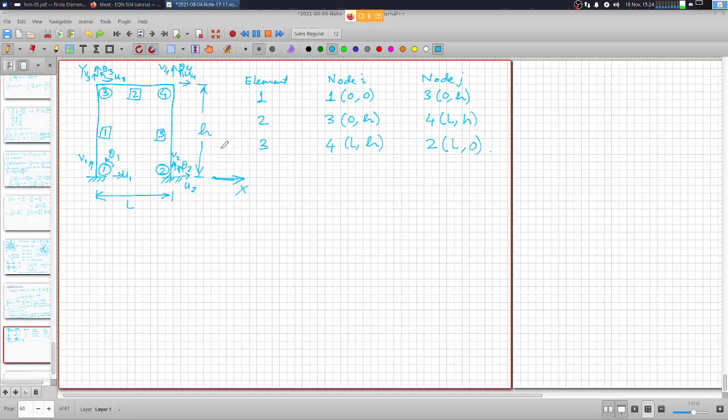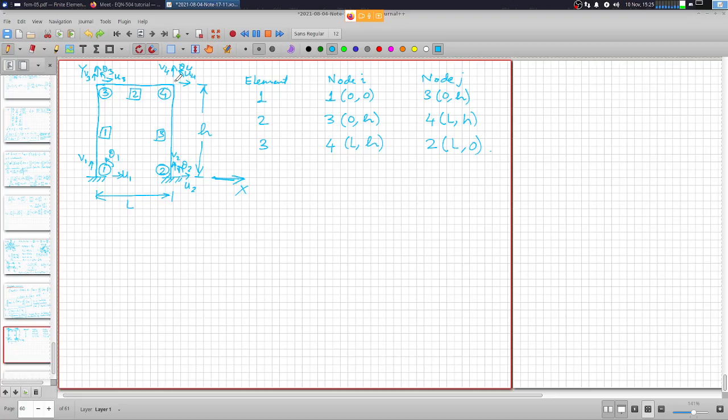So it's a two-dimensional plane frame, XY plane, and each node has 3 degrees of freedom: displacement along x, displacement along y, and a rotation in XY plane. So node 1 will have displacements u1, v1, theta 1. Node 2 will have displacements u2, v2, theta 2. Node 3 will have displacements u3, v3, theta 3. And node 4 will have displacements u4, v4, and theta 4.